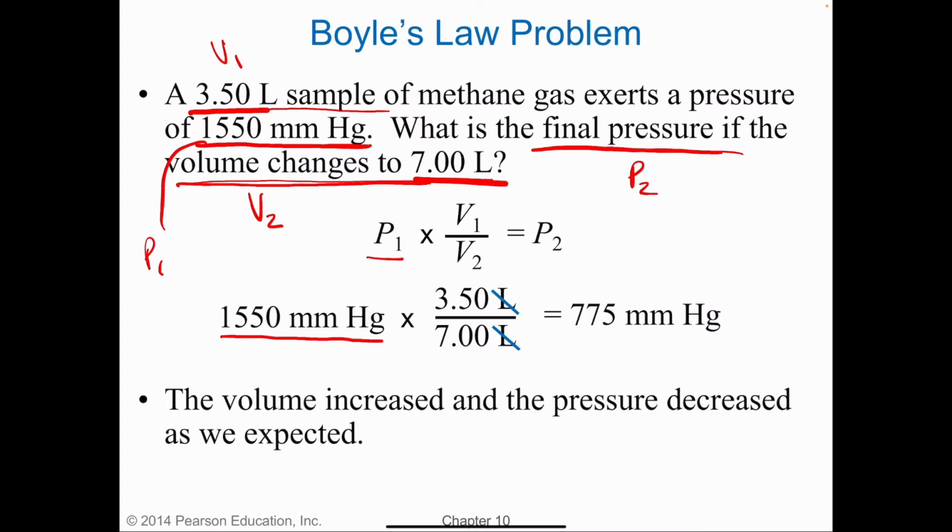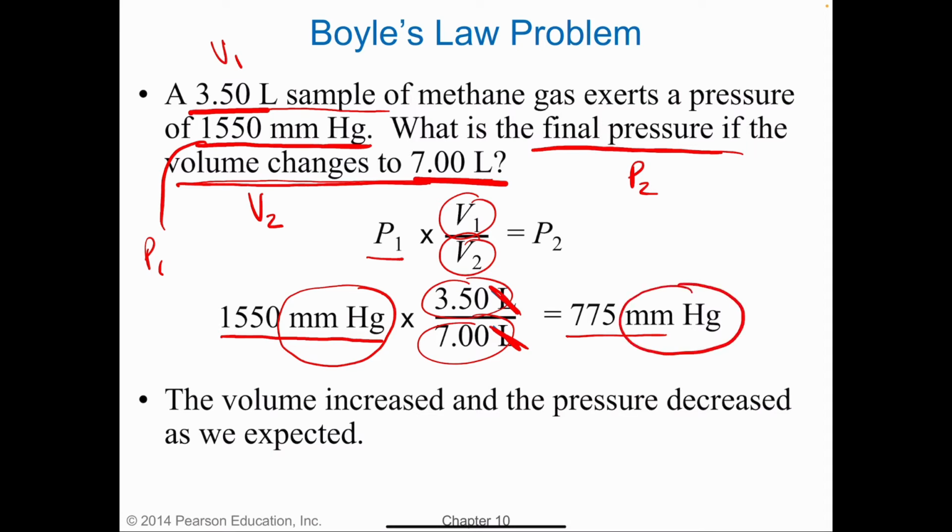And then we said V1 was the 3.5 and V2 was the 7. So they've arranged it as 3.5 divided by 7. The liters cancel out, and we should get 775. And then the units are whatever units we had initially for P1. That's why they have the units here as millimeters of mercury.